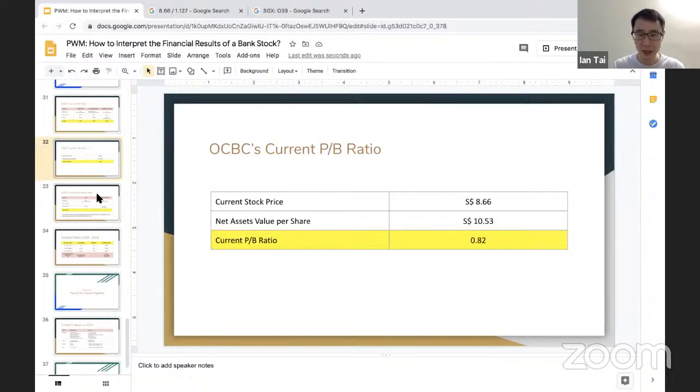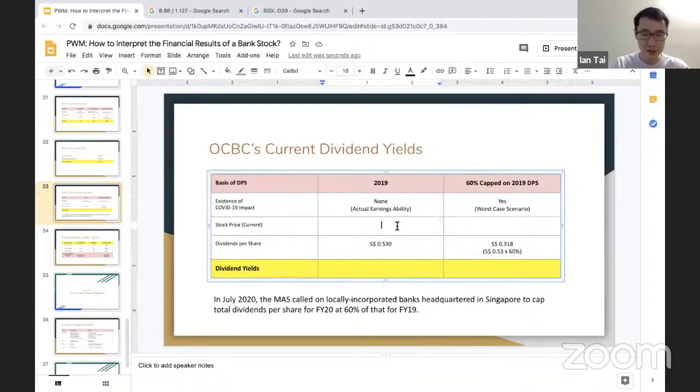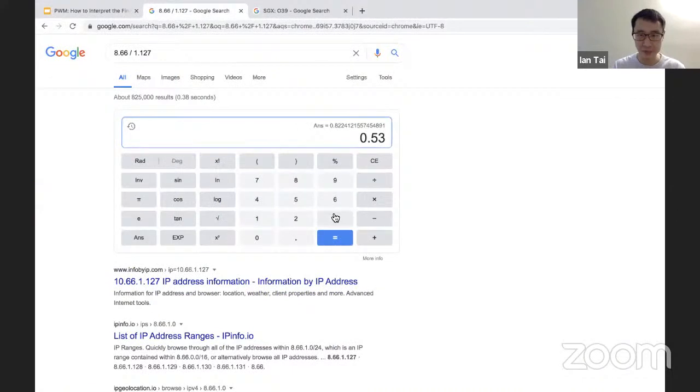And finally, we have the current dividend yields. There are two ways to calculate dividend yields. First, I'm going to give you the stock price, which is 8.66. The first one is you take the 2019 dividend per share, which is 53 cents. So we take 0.53, the amount of dividends they paid out in 2019, and then you divide it by 8.66. Therefore, you have a dividend yield of 6.12%.